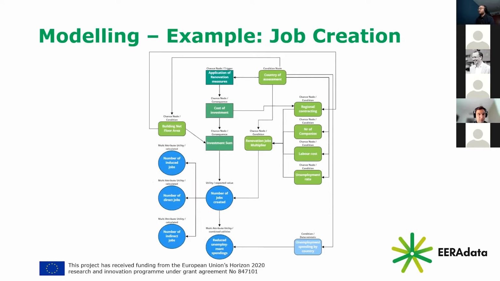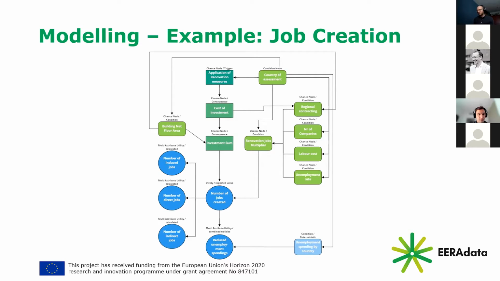How does this look? I have a few examples here, and then I show you the results of the module. Here, for example, we have the job creation. You see in the middle, there's the cost of investment and the investment sum, which of course determines the profit of companies in the region. And to determine the number of jobs that are created, I have the sources: we assessed around 50 sources and models in which the job creation induced by energy efficiency was investigated. And these results were statistically analyzed.